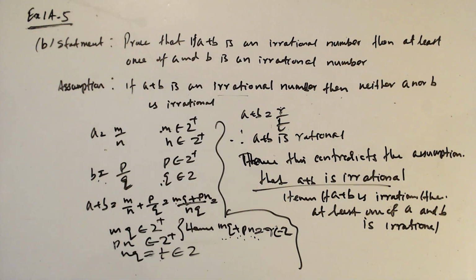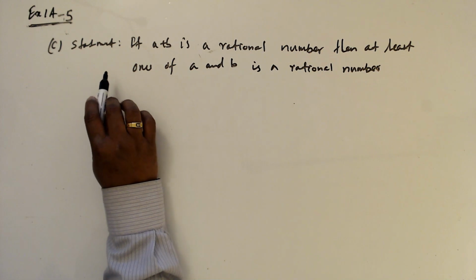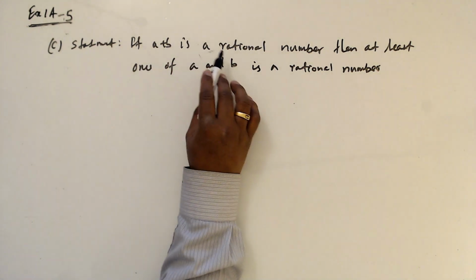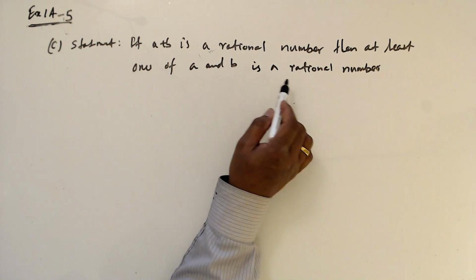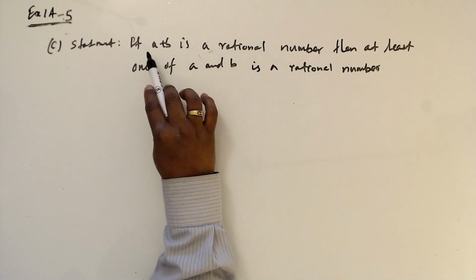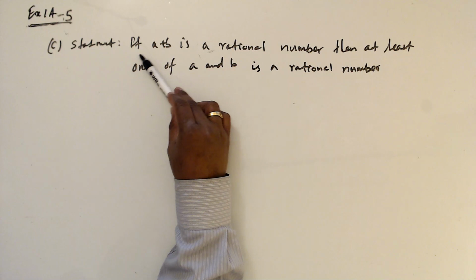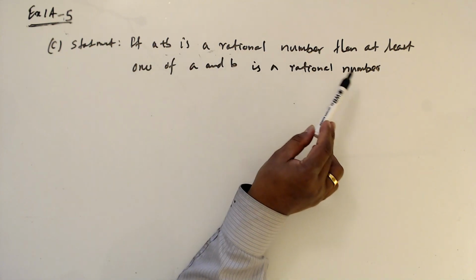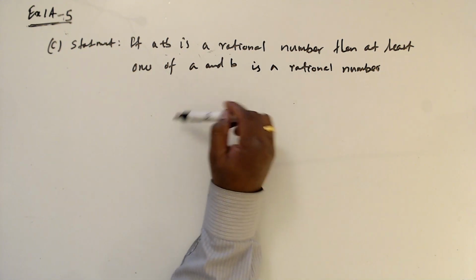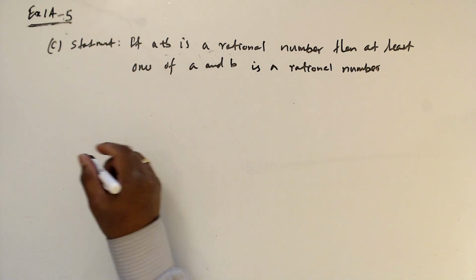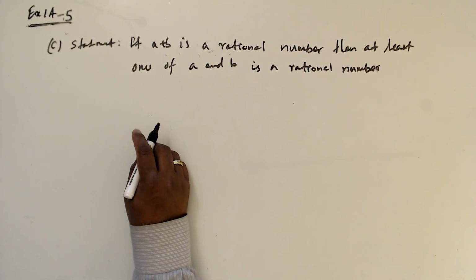The idea behind part C: if A plus B is a rational number, then at least one of A and B is a rational number. We worked with the opposite one: if A plus B is an irrational number, then at least one of A and B is irrational. That is right, but this one is not right. So we need to give a counterexample.